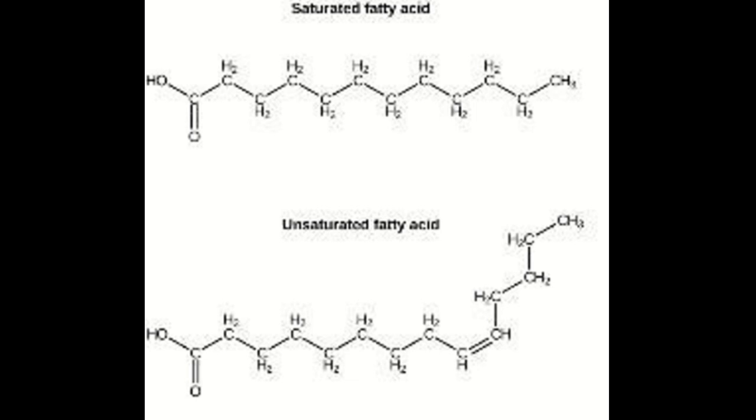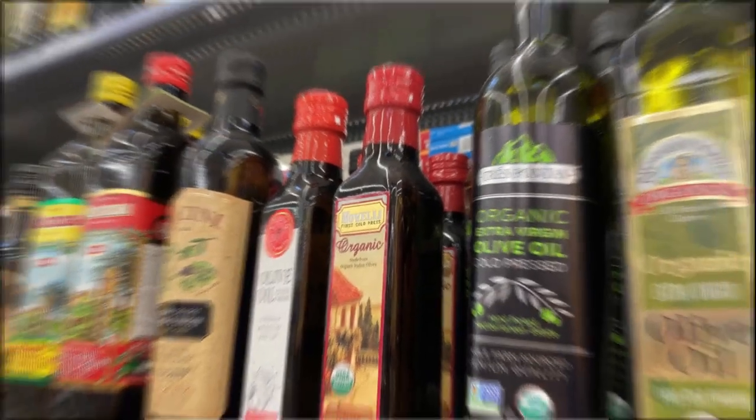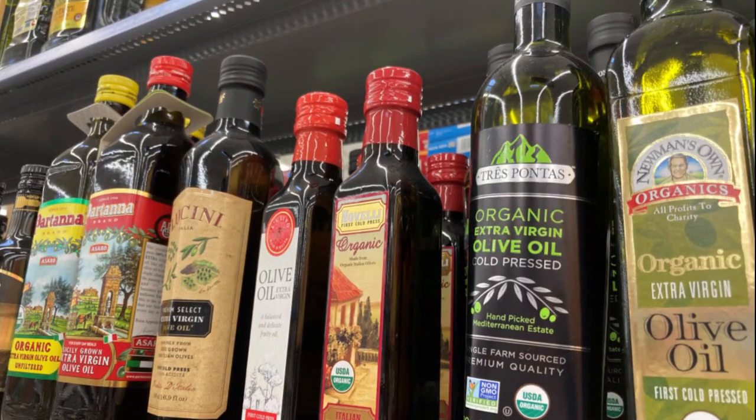An unsaturated fatty acid has a hydrocarbon chain with at least one double bond. These are typically liquid or oily at room temperature and mostly derived from plants. Olive, canola, and sesame seed oil are all examples of unsaturated fatty acids.